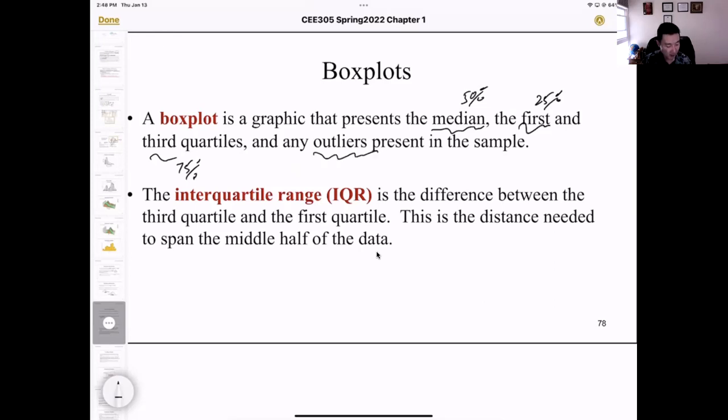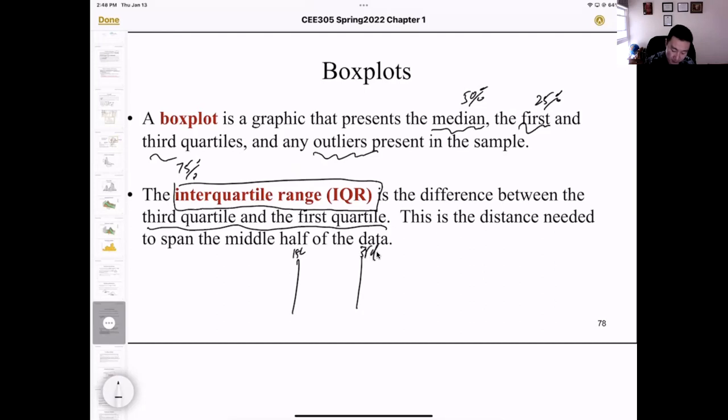The difference between the third quartile and the first quartile has a special name. It's called the interquartile range, or IQR. That's the value between the first and the third quartile. So that range, we call IQR. The box plot will show this information.